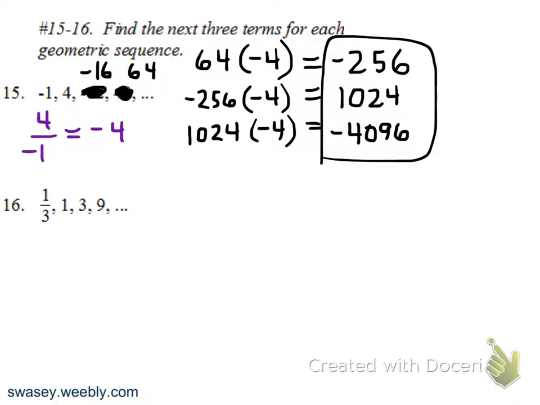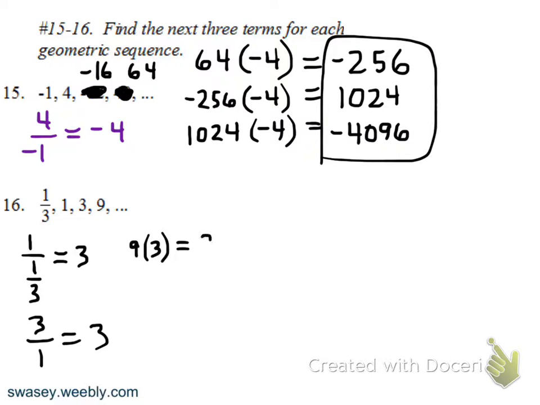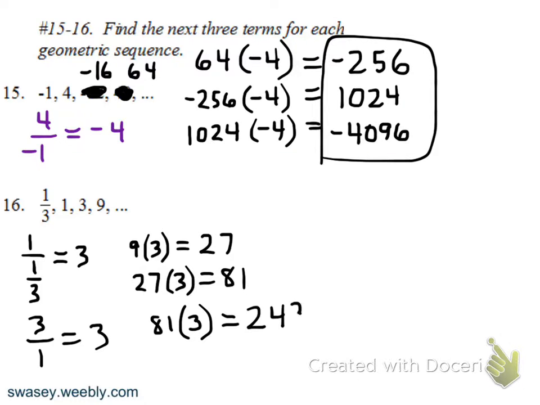For 16, if you do 1 divided by 1/3, you get 3. It'd be easier to see it with 3 divided by 1. It's 3. So our common ratio is 3. So the next term would be 9 times 3, or 27. And then 27 times 3 gives us 81. And 81 times 3 gives us 243. So the next three terms: 27, 81, 243.